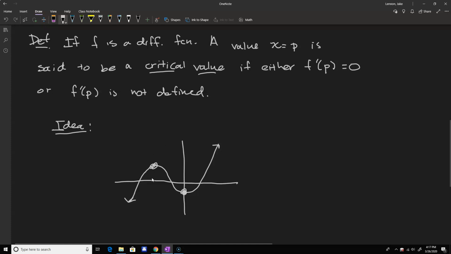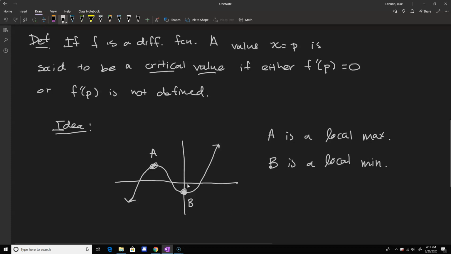So this point, if we labeled it, say, capital A, and this point, say, we labeled it capital B, A is a local max because it's the biggest point in some small neighborhood, and capital B is a local min. So the first derivative test shows us, if we have some formula and we're trying to identify these points, we can do that by basically looking at the derivative.